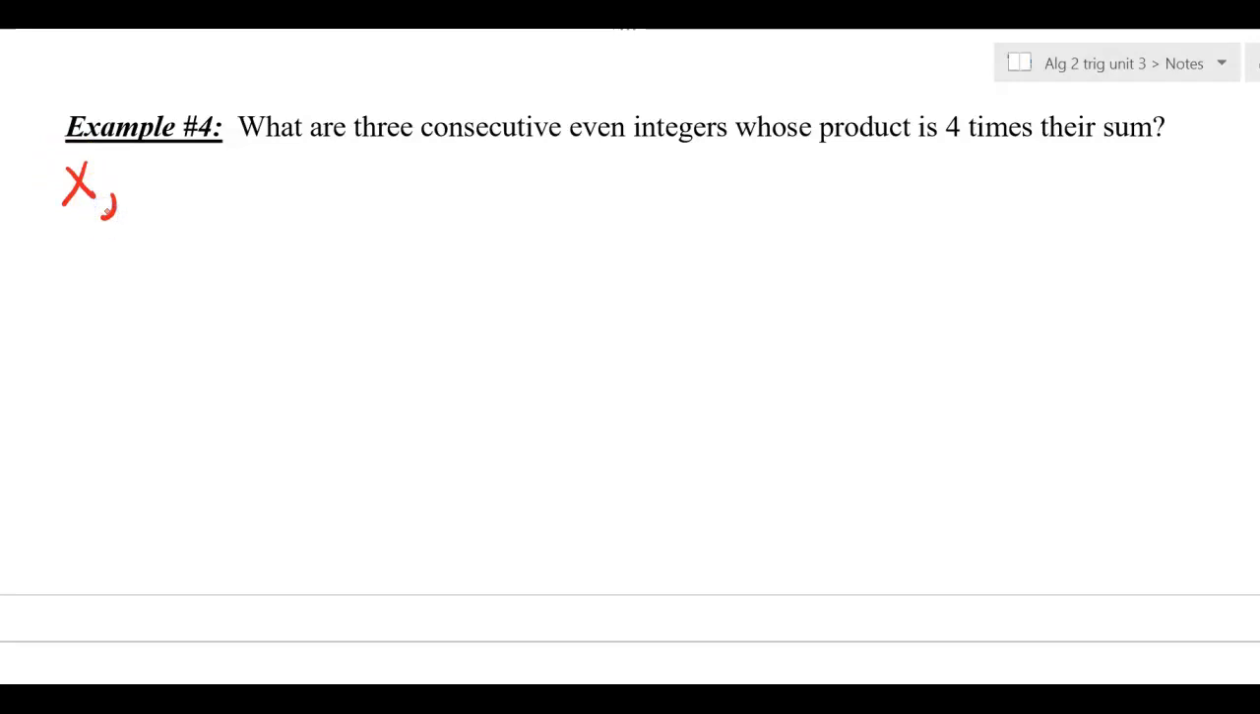What would the next one be called if these are 3 consecutive even integers? Ethan? Are you guys on board with Ethan? So if you picked 2, the next one is 4. It's the number before plus 2 more. So the second integer would have to be the first one plus 2.